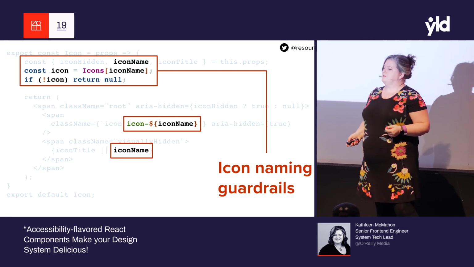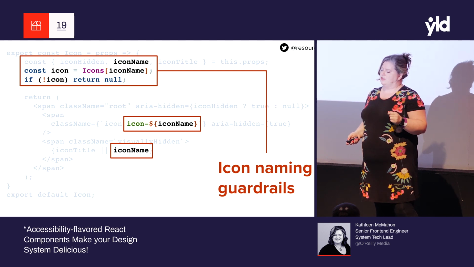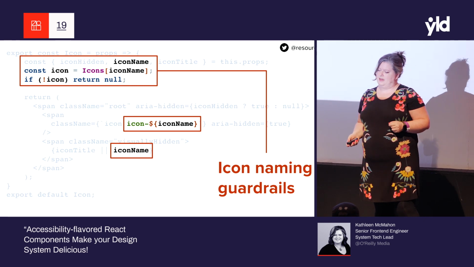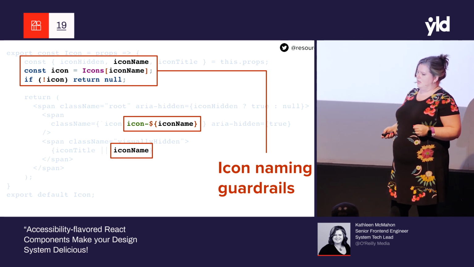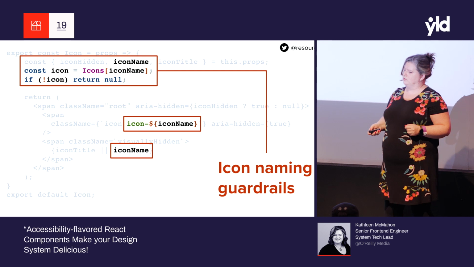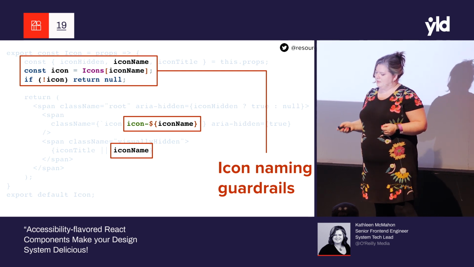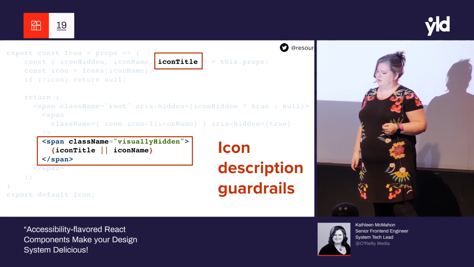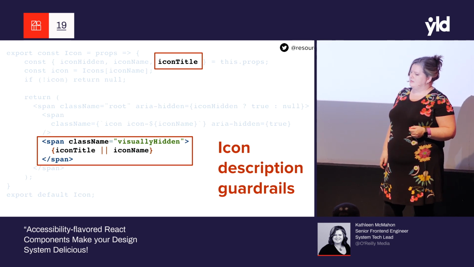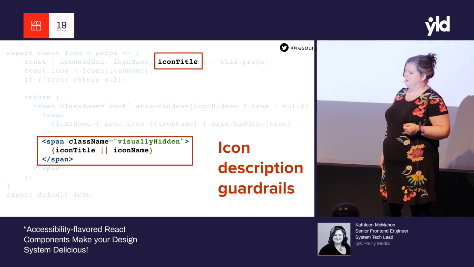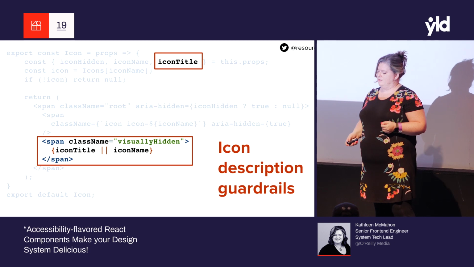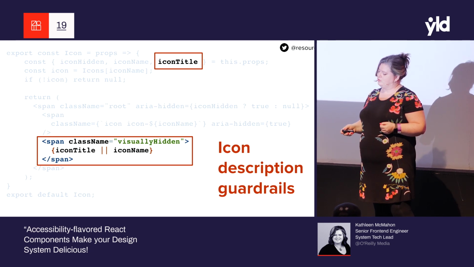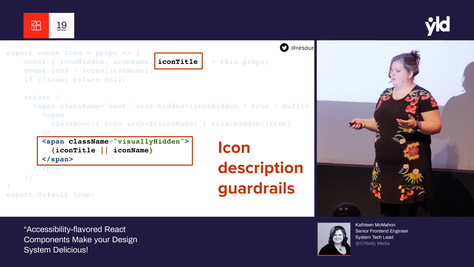The first one is the icon naming guardrail. If the developer passes in a name into that prop, we are going to check it against any of the icons that are in our library. If that name does not exist in our library, this icon will not render and will throw an error. Second guardrail is the description guardrail. If the developer does not pass in any descriptive text for that title, we will always have a fallback of that icon name. The file name will always render into this component as a fallback.